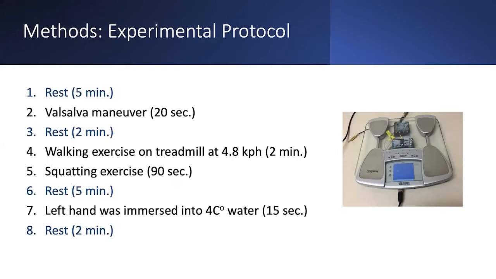Basically, ballistocardiogram signals can be acquired using beds, chairs, wearables, and modified scales. In particular, in this study, we used a modified weighing scale to measure the BCG signals. And simultaneously, the electrocardiogram signal was being recorded. The subjects underwent the following procedure. First, there was a 5-minute-long initial rest period. And this rest period was followed by 20 seconds of Valsalva maneuver.